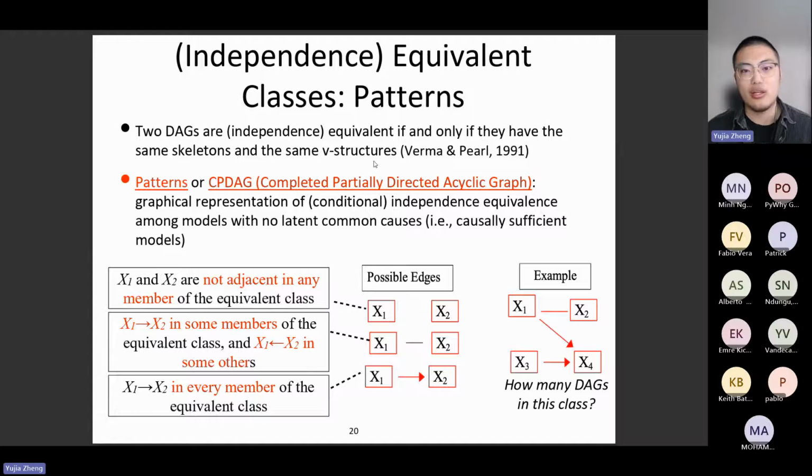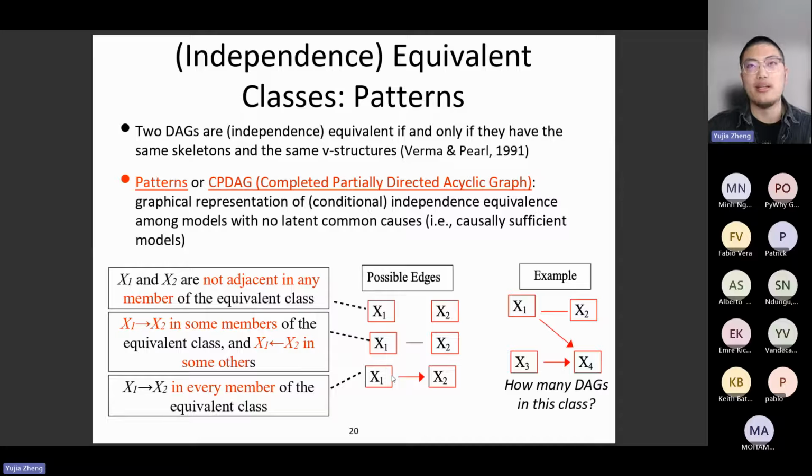So how can we represent the output, right? In a CPDAG, we have three types of possible edges. X1 and X2 are completely disconnected, which means they are not adjacent in any member of that equivalence class. Another type is an undirected edge between the two nodes, which means the direction might be reversed in some members and might be like this in others. And of course, there is another type, where we just have X1 pointing to X2.